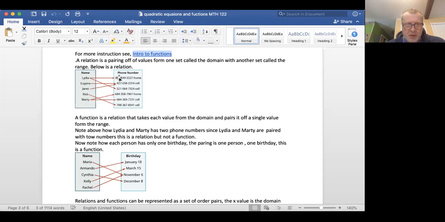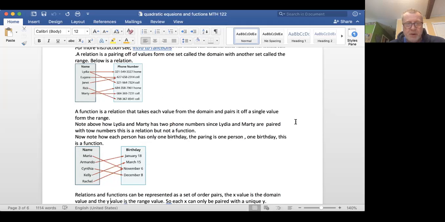And Linda gets attached or paired up with this phone number for her home number and this one for her cell number. Eugene only has that number, cell number. Janet has the same number. Rick only has that number, and Marty here has two numbers. He has a home and a cell phone number. Now that's a function. Or I'm sorry, that's a relation.